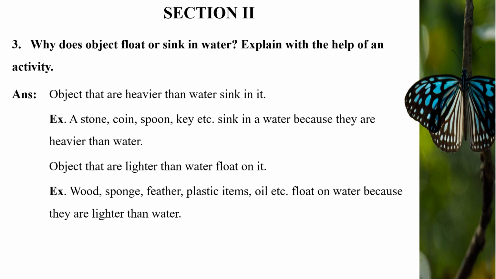Why does an object float or sink in water? Explain with the help of an activity. Answer: objects that are heavier than water sink in it. For example, a stone, coin, spoon, key, etc. sink in water because they are heavier than water. Objects that are lighter than water float on it. For example, wood, sponge, feather, plastic items, oil, etc. float on water because they are lighter than water.